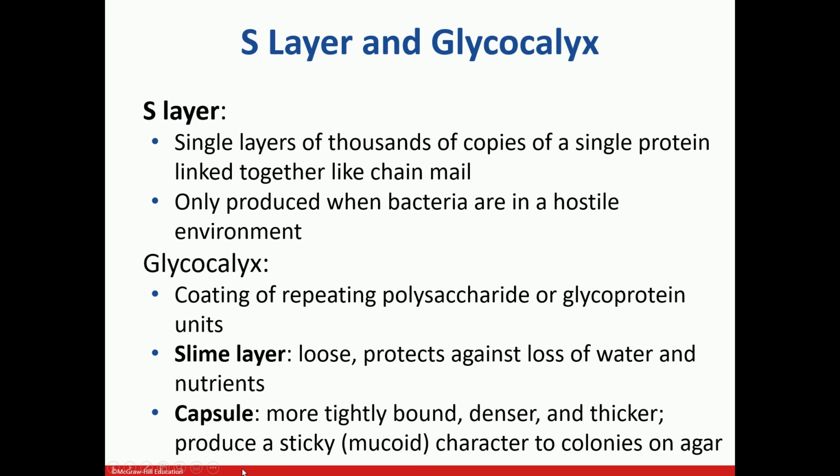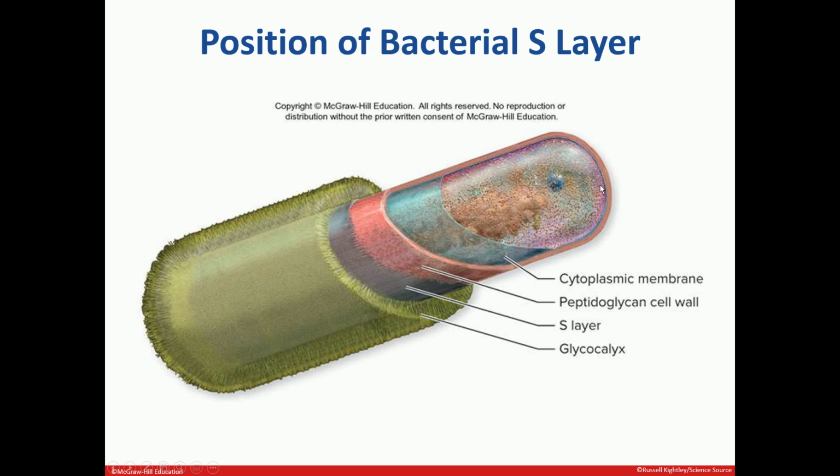If we have some bacterial cells, as we may do in the lab, when they form colonies on the agar, if those bacterial cells make a capsule, those colonies are a little sticky. So now you can see here, this is the cytoplasmic membrane which is there in all bacterial cells. Outside the cytoplasmic membrane is the cell wall, which is made of peptidoglycan, and then there is an S layer, and then there is a glycocalyx.